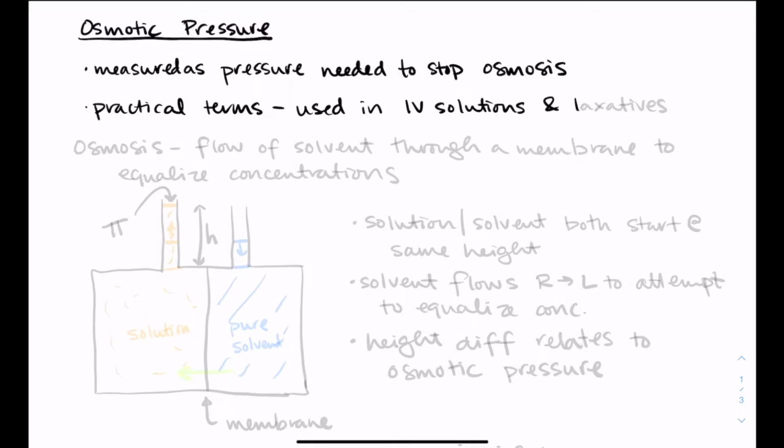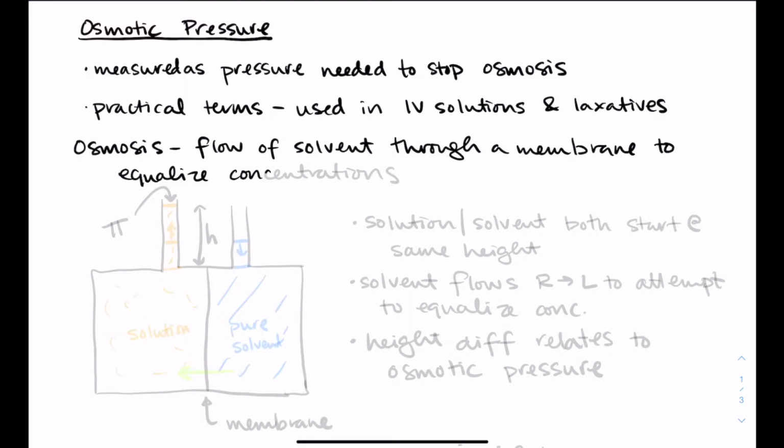We can calculate osmotic pressure with a dosage of a laxative. Right, there will be a lot of ways in which we can use this or in which this matters. So we should talk about it. And to frame it so that you really know what we're talking about, we need the pressure to stop osmosis. Let's talk about osmosis. Osmosis is flow of solvent through a membrane to equalize the concentrations.